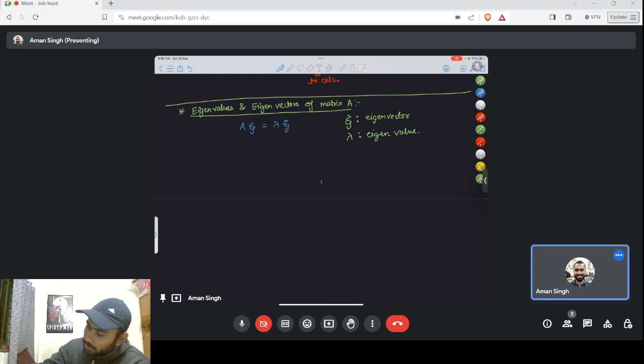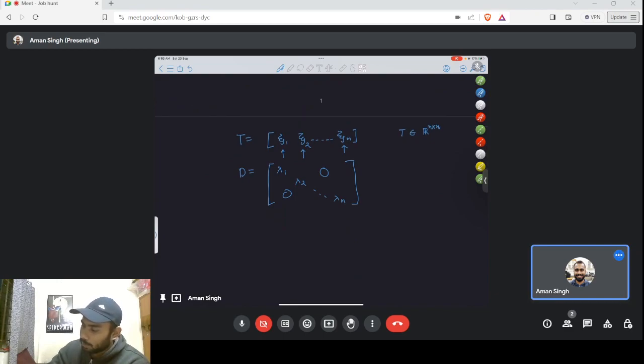Now, combining all these vectors and clubbing them into one single matrix, let's call this matrix T. So T is an R^(n cross n) matrix in which each column is an eigenvector of matrix A. These are the eigenvectors of matrix A. And then let's define a matrix D, which is a diagonal matrix whose diagonal elements are the eigenvalues of matrix A.